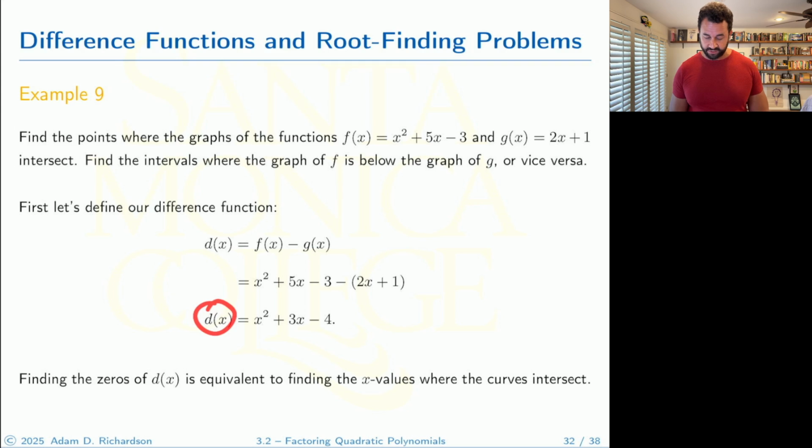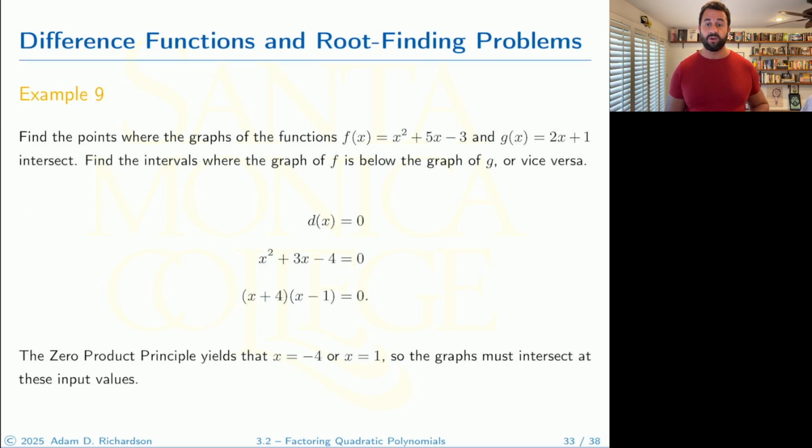So finding the zeros of d of x is equivalent to finding the x values where the curves intersect. That's all we need to do. So we're lucky in this case that we actually have a polynomial. We have a quadratic polynomial. So what we're really doing is finding the zeros of this quadratic polynomial. This quadratic polynomial factors over the integers. It factors as x plus 4 times x minus 1. So by the zero product property, this tells us that x has to be negative 4 or x has to be 1. Boom. So we know that the graphs intersect when x is negative 4 or x is 1.